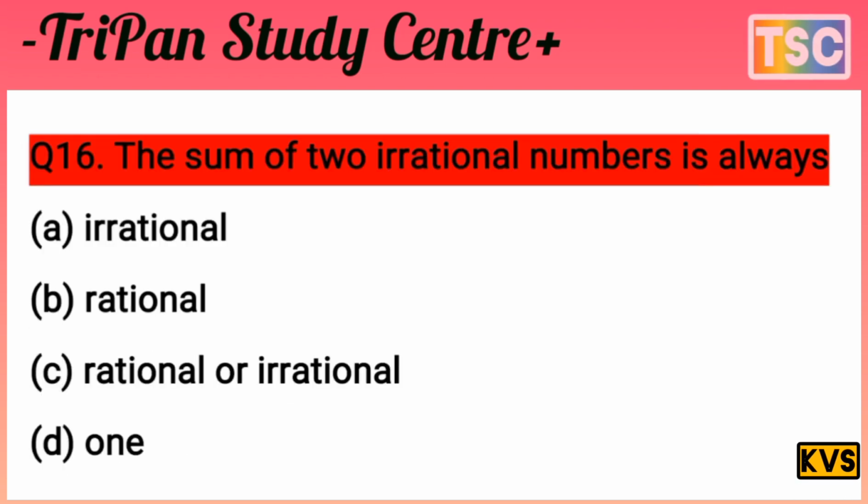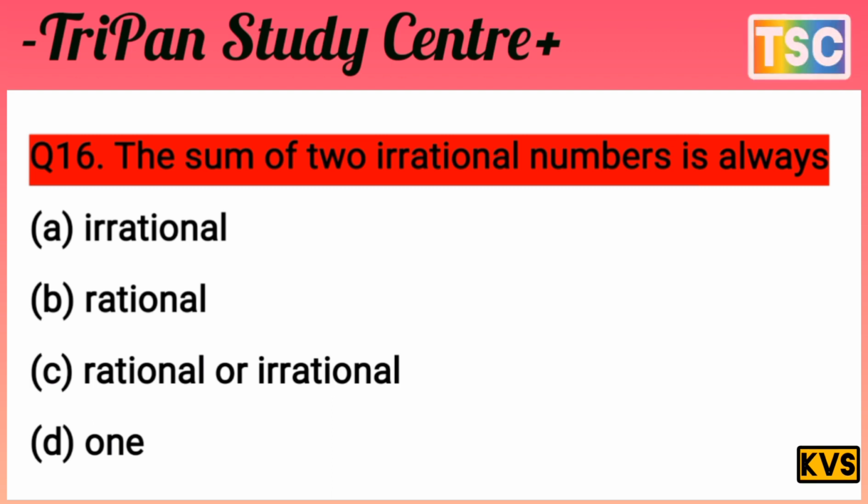The next question arrives here. The sum of two irrational numbers is. The question is very similar. Options: A, irrational, B, rational, C, rational or irrational, D, 1. What is the answer here?